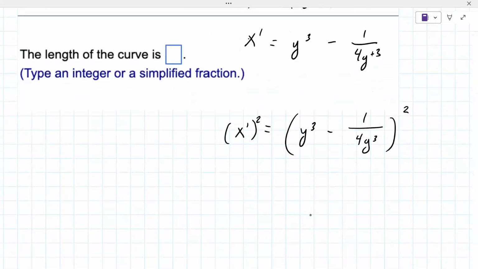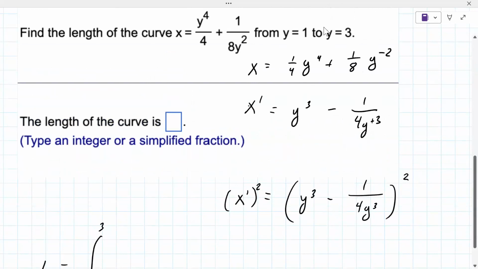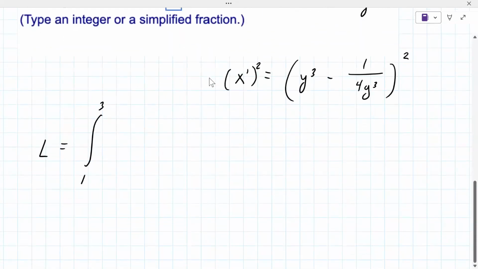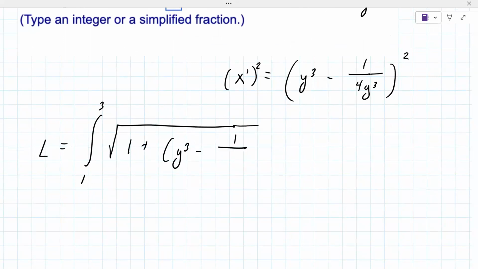So the arc length is the integral from 1 to 3. The reason it's 1 to 3 is it tells you it's 1 to 3. Just use the numbers that are given. It's the square root of 1 plus the derivative squared, so basically this right in here. And we're really hoping here that this works out nicely. So give this a try in your calculator. Should work out nice, but if not, we'll do it by hand.